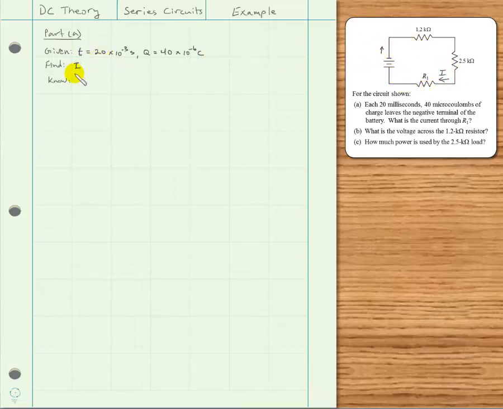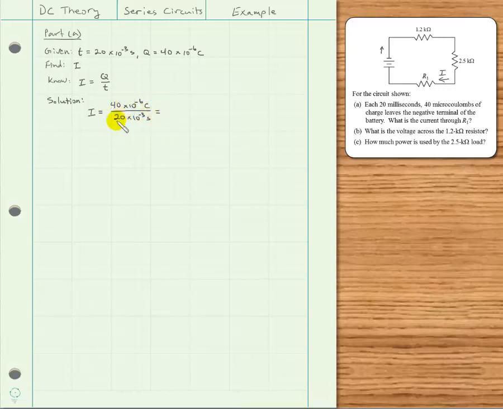Now, what relationship do we know that relates together the known information with the unknown information? Remember that current is defined as charge divided by time, and that's the key to solving the first part of this problem. So the current is charge, that's 40 times 10 to the minus 6 coulombs, divided by time, which is 20 times 10 to the minus 3 seconds.